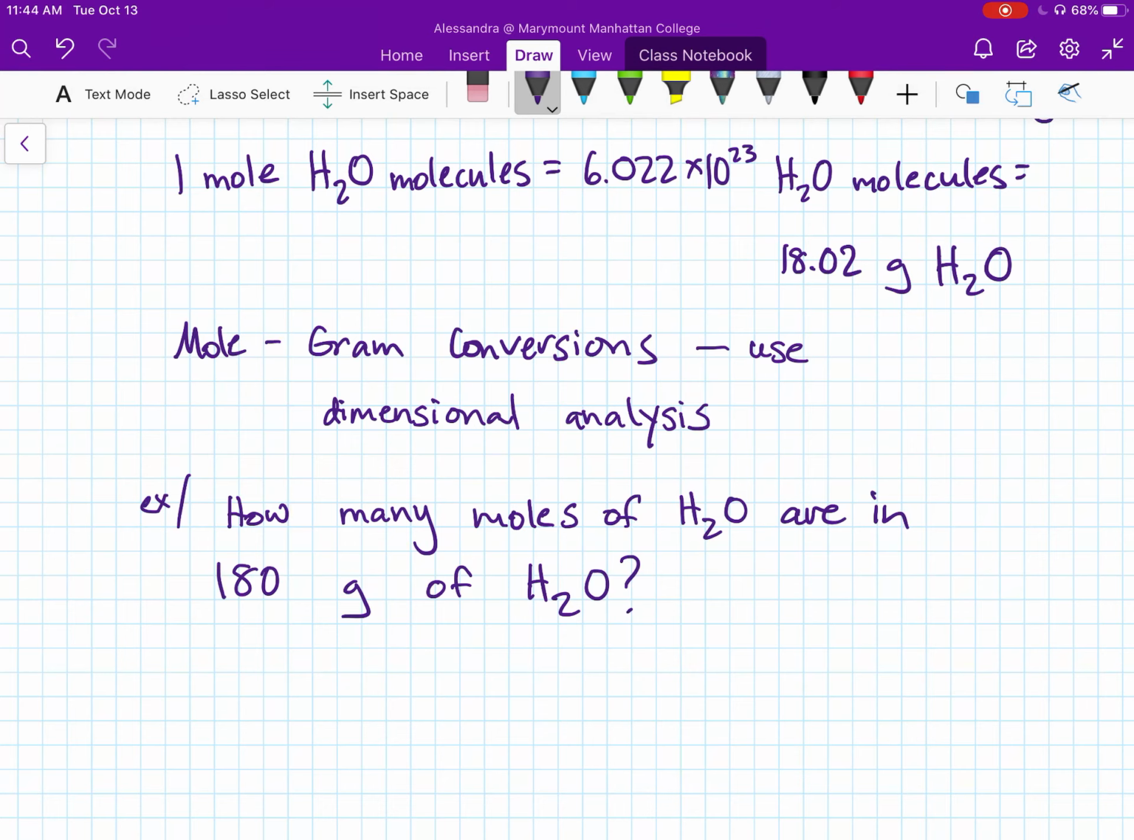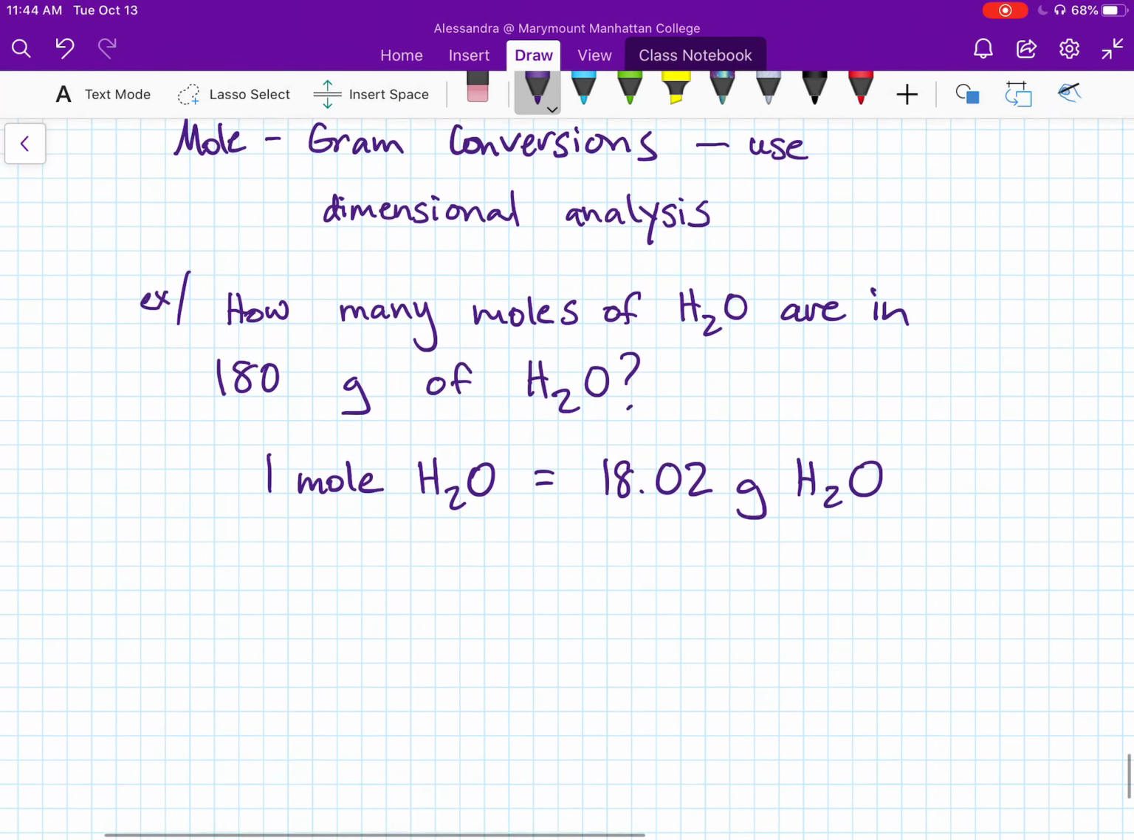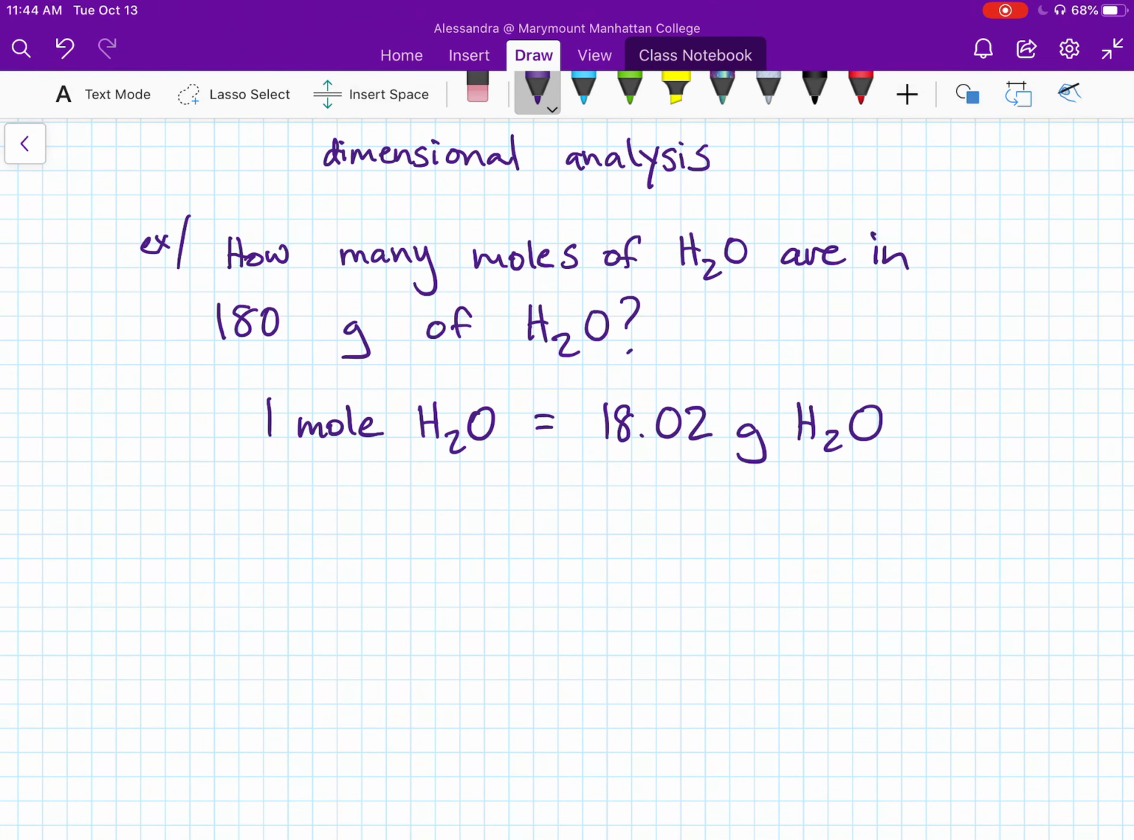Let's say I weigh out 180 grams of water on the balance. Can I figure out how many moles there are? Well, all I need to do is get this conversion factor, that there is 1 mole of water molecules in 18.02 grams of water. That is the conversion factor that I need. 1 mole of H2O is going to be in 18.02 grams of water. That is simply the molecular mass.